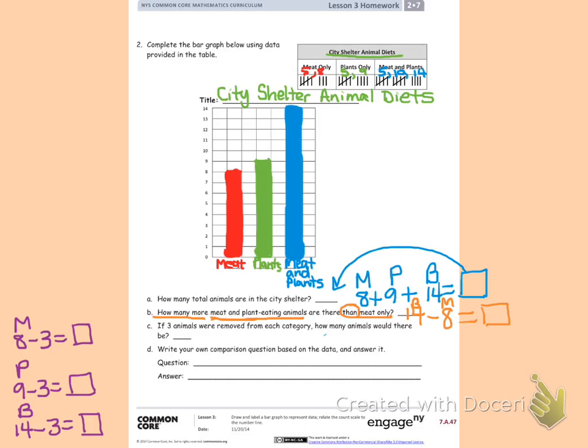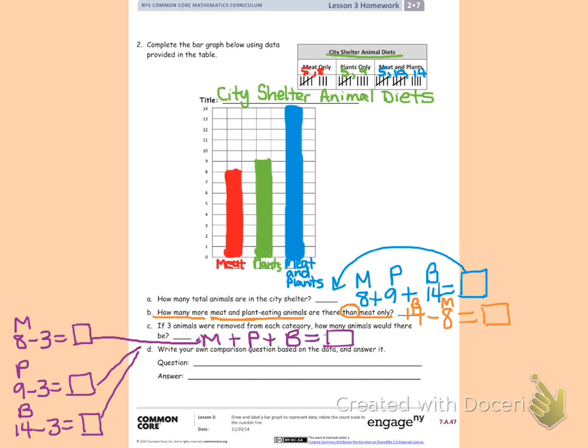Then we'll take the new number for meat, and we'll add it to the new number from plants, to the new number from the both category. And that'll give us our answer.